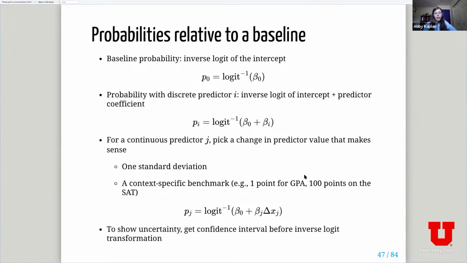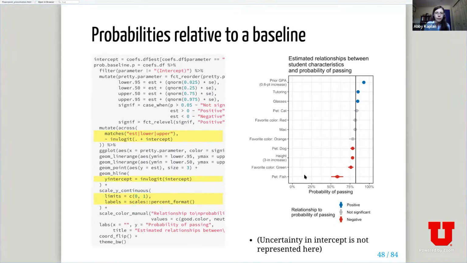All these things give us point estimates, but if we want to get uncertainty, if we want to show a range of what we think the probability would be, we can get the endpoints of a confidence interval around that parameter. And then after that, we can take the inverse logit, and that gives us a range. All right, so the next slide shows an example of what this looks like. So we have done pretty much the same thing, except that for each parameter, we added that parameter to the intercept and then took the inverse logit.